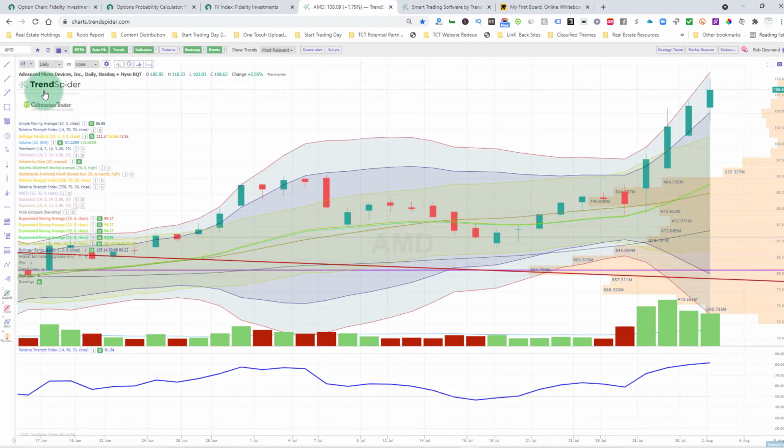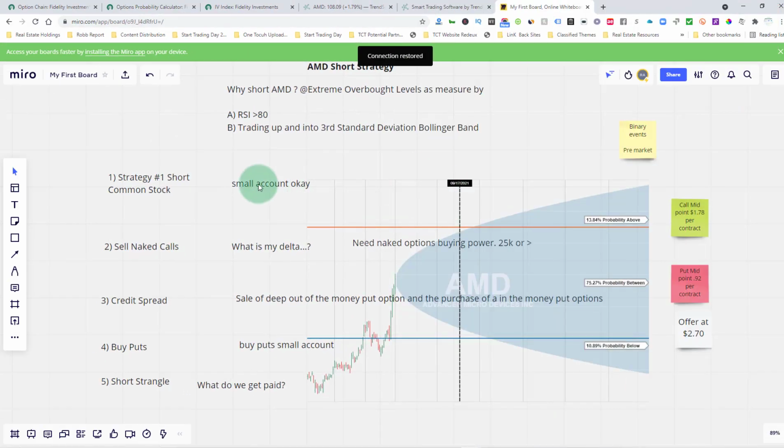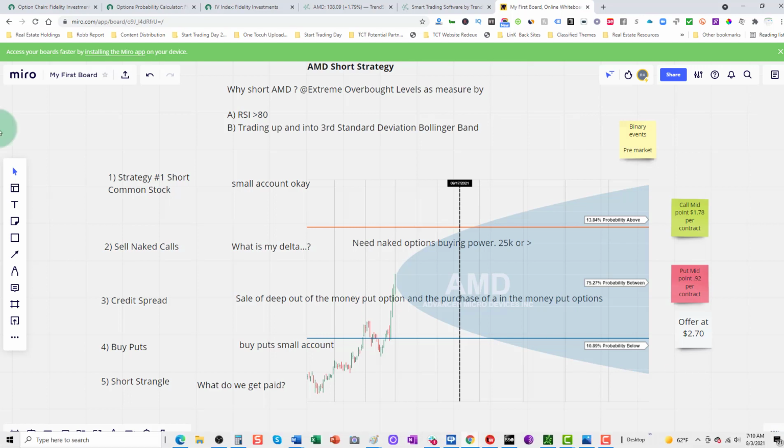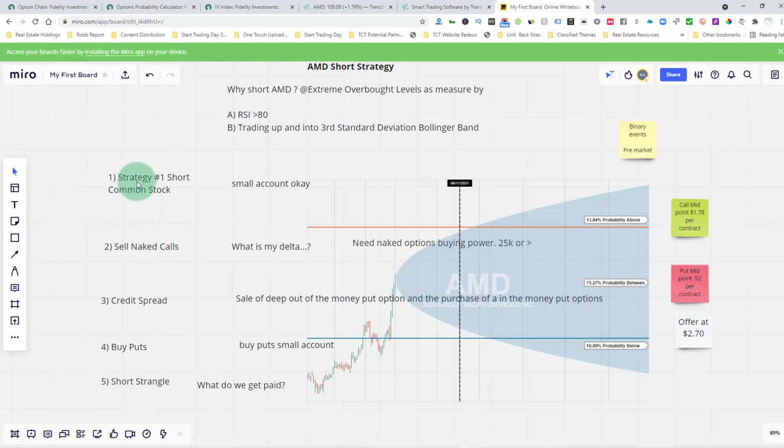Now, how do we take advantage of AMD's extreme overbought condition and profit from the downside of this stock? Let's head over to the whiteboard. All right, so we have multiple strategies that we could use to get short of AMD. I'm going to go over all 5 of them, but some of them have more serious downsides than others. All are risky. Strategy number one is simply to short the common stock.